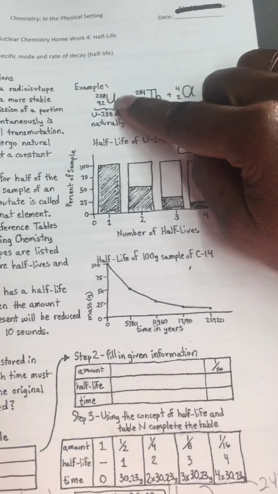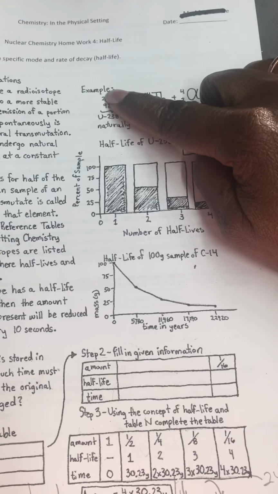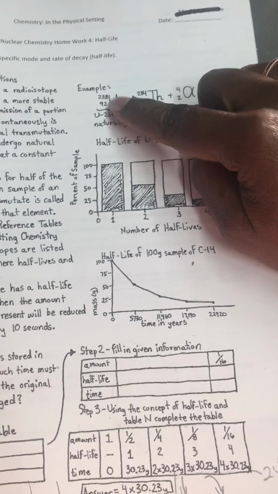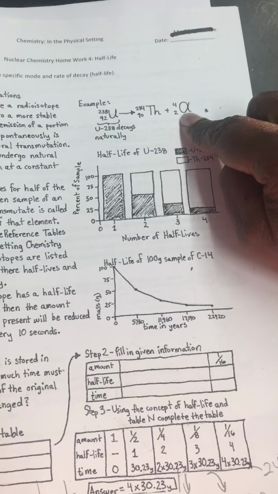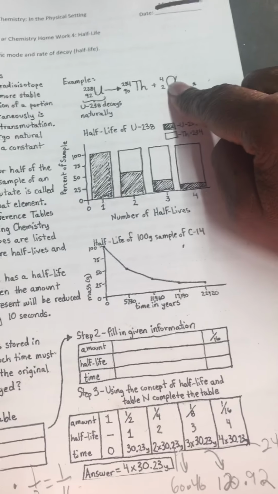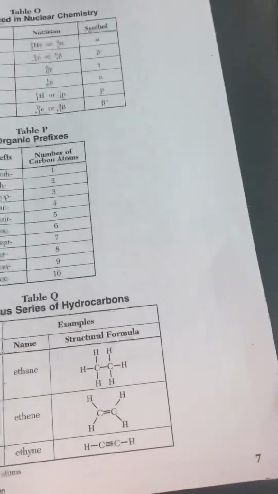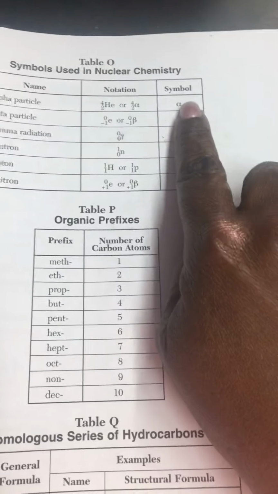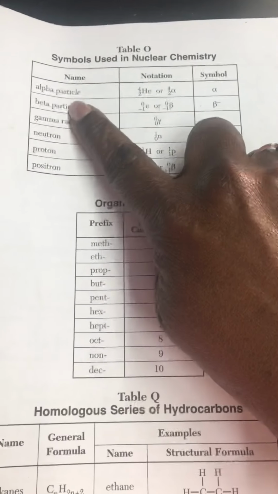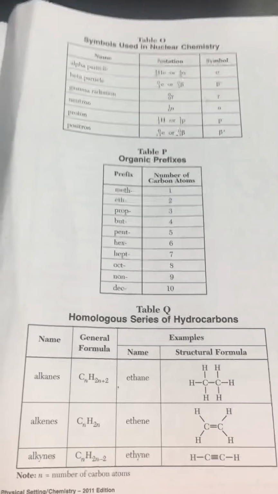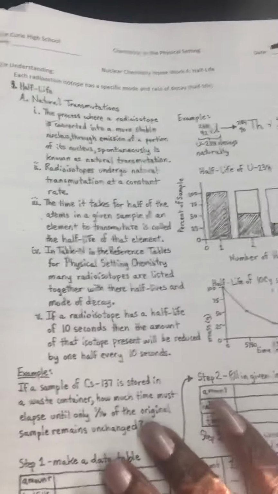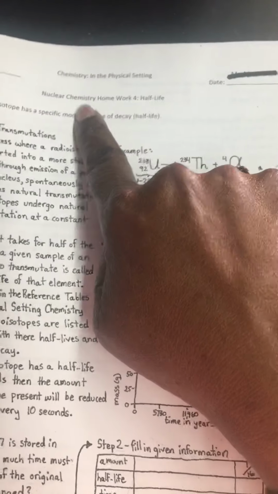But just in case you don't know the basic things, uranium-238, that's the mass number on top, then the atomic number. This over here tells me what kind of decay. It's alpha decay. If I forget what that is, I go into Table O to look for my particles. Oh, there it goes, alpha particles. Symbol used in nuclear chemistry, alpha. When I ask you, what are you studying? You should know you're studying nuclear chemistry. Look at the title. Tonight was nuclear chemistry.